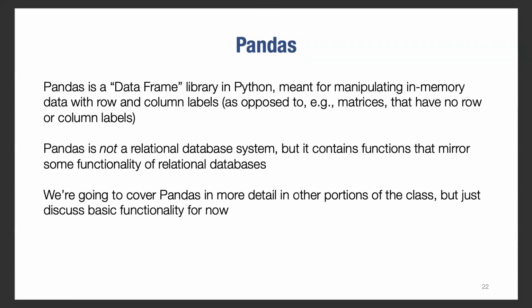So what is pandas? It's a data frame library in Python meant for manipulating rows and columns, as opposed to matrices that have no labels for rows and columns. Now take note, pandas is not a relational database system. It is not a database system in itself, rather it is a tool that you use to replicate some form of functionality of relational databases. So let's not get it confused. Also, this course is not for covering pandas, but we're going to show some examples to let you see how pandas can be used, right?